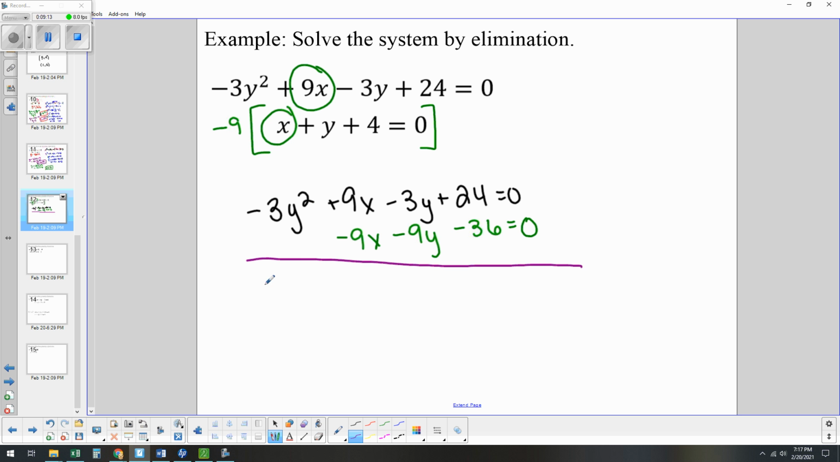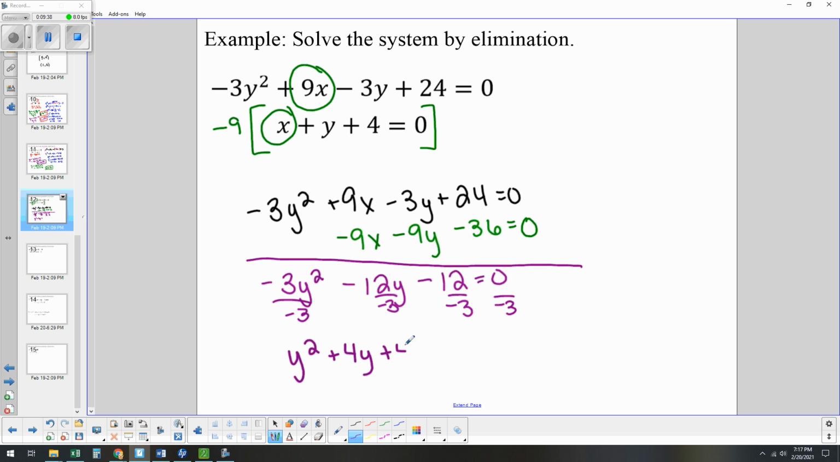So nothing to cancel out with that. So we're going to say negative 3y squared. Those are gone. Negative 3y and negative 9y is going to give me negative 12y. And 24 minus 36 is going to give me negative 12. So now I have a quadratic that I can technically divide a GCF out of. So I'm left with y squared plus 4y plus 4 equals 0.